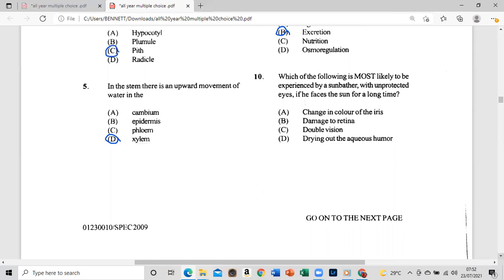Which of the following is most likely to be experienced by a sunbather with unprotected eyes who faces the sun for a long time? Is it A, changing color of the iris, B, damage to the retina, C, double vision, or D, drying out of the aqueous humor? So number 10 is damage to the retina.